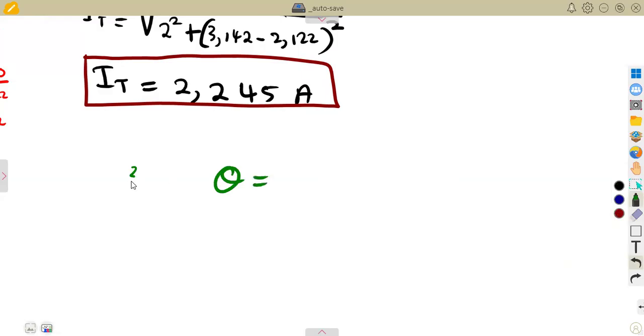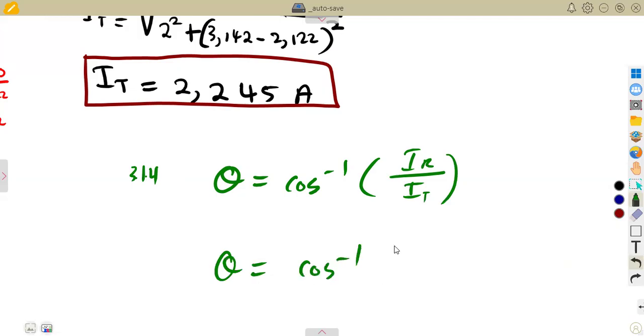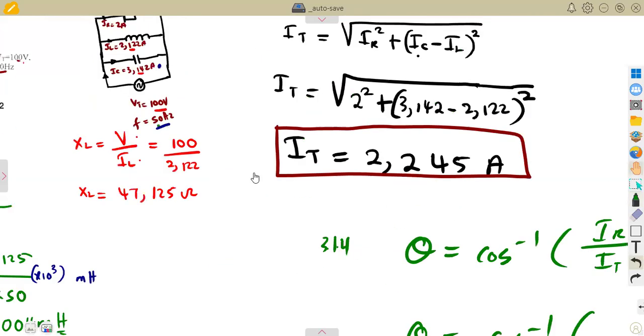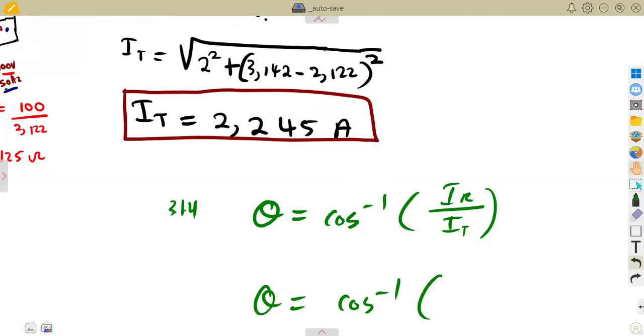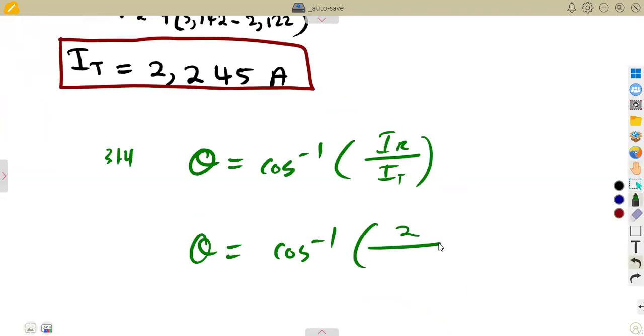Theta is equal to arc cos, the current across the resistor over the total current. That is, theta is equal to arc cos, the current across the resistor, as we are given, that is 2 amps, which is IR. As long as you're dealing with a parallel circuit, that is the formula you can take from the formula sheet. There are so many formulas, but I advise you to use the formulas that you're given from the formula sheet, because at the end of the day, that is the only assistance you have. That is the only friend you have in the exam. There's no one to tell you a formula.